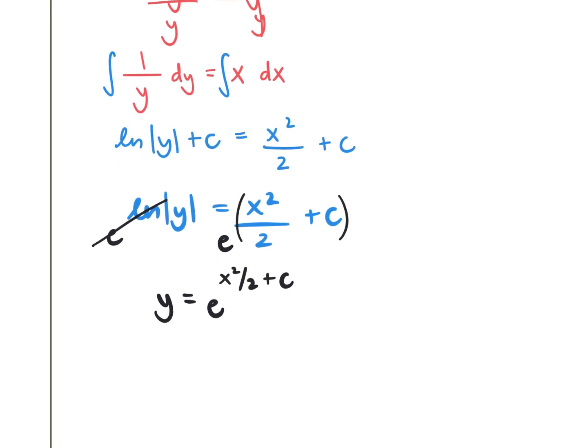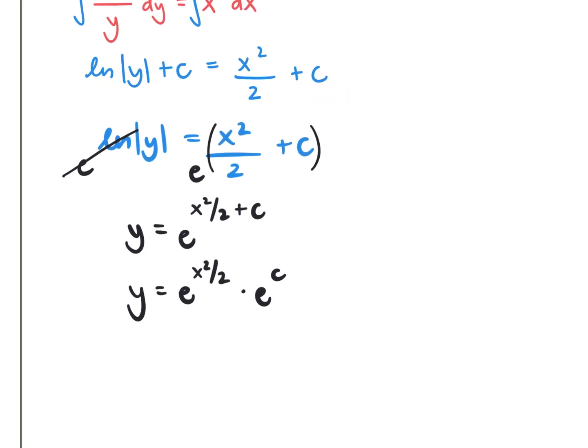If I'm adding exponents up there, that's going to be the same thing as multiplying the same bases, right, with those exponents. So I could rewrite this as y is equal to e to the x squared over 2 times e to the c power. Do you guys agree? Okay. Because if I've got the same base, I can add the exponents. And now if we think about this, e to the c, that's just going to be another number, right? So we can just call that a constant. So now my answer is just y equals the constant times e to the x squared over 2.